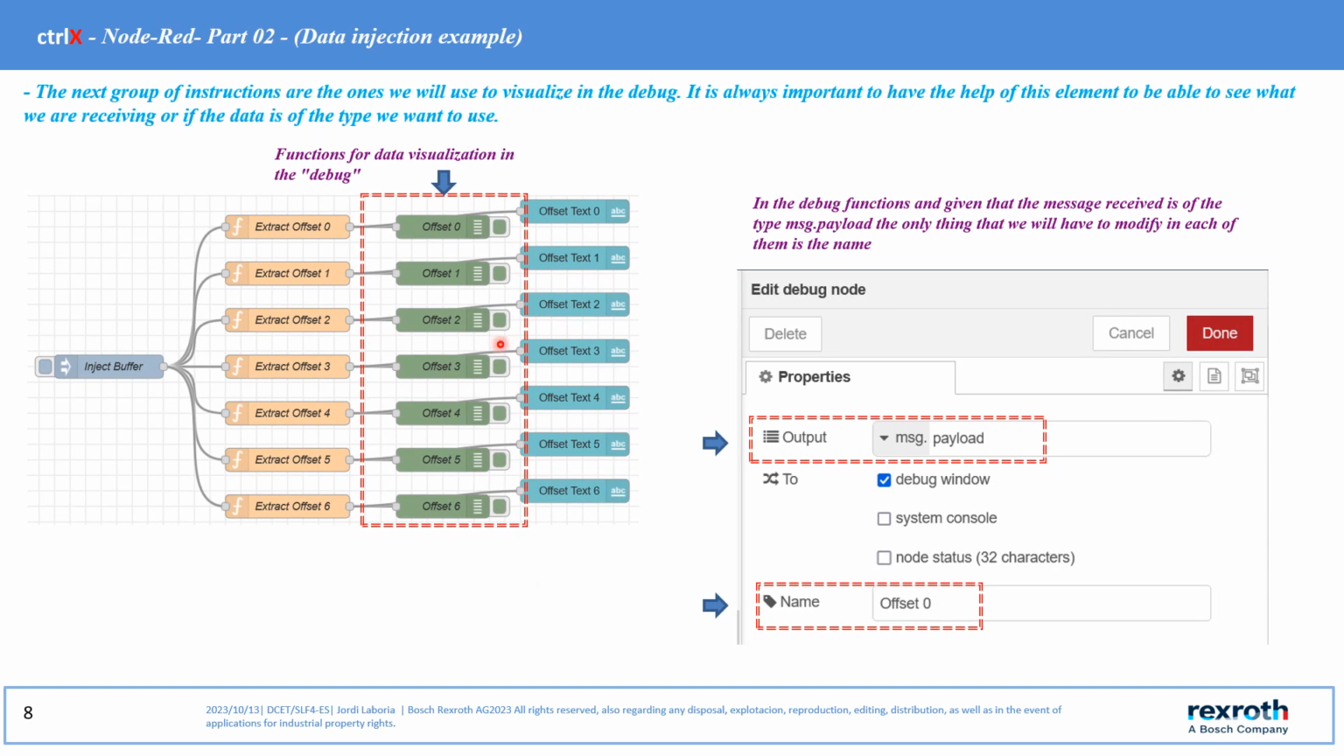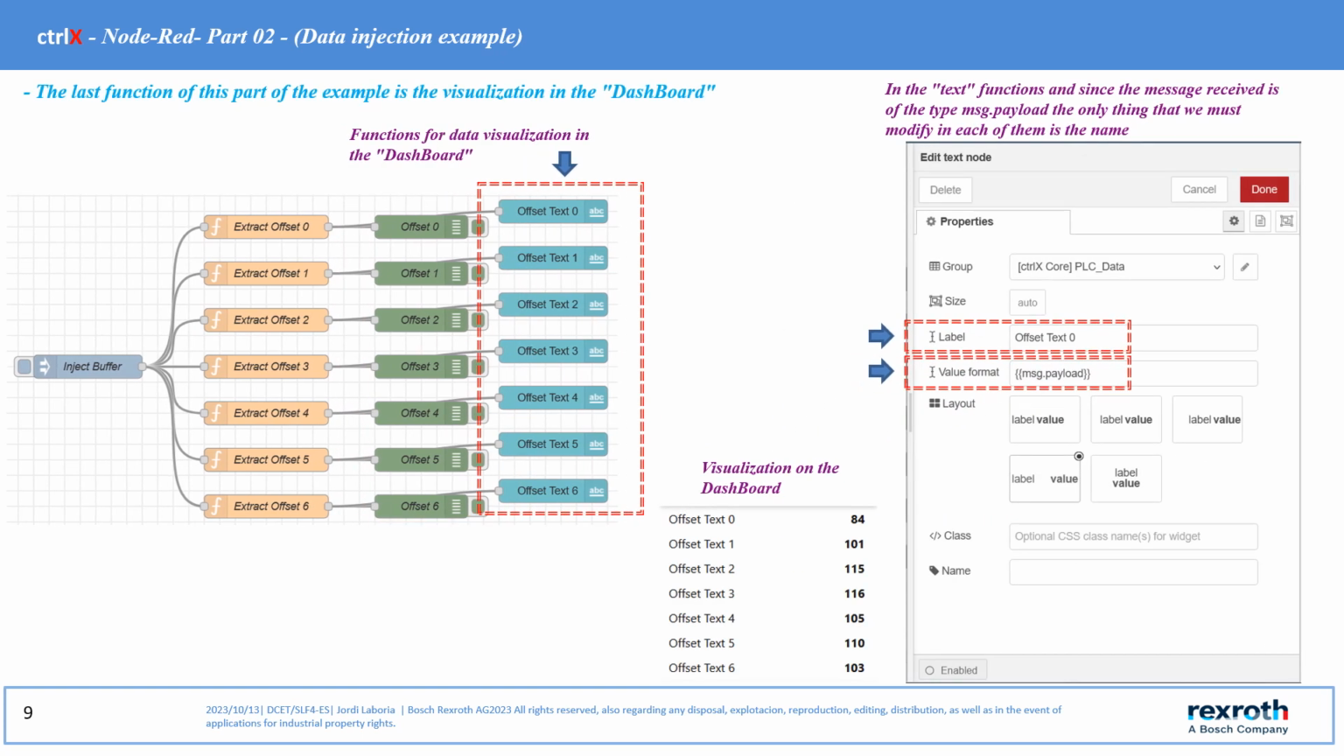The following functions are used to display the values extracted earlier in the debug. And obviously the following functions send the values to the dashboard.